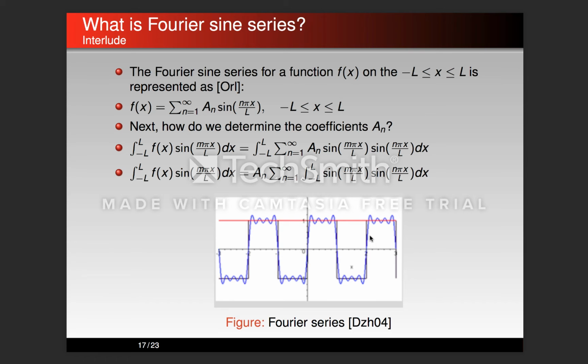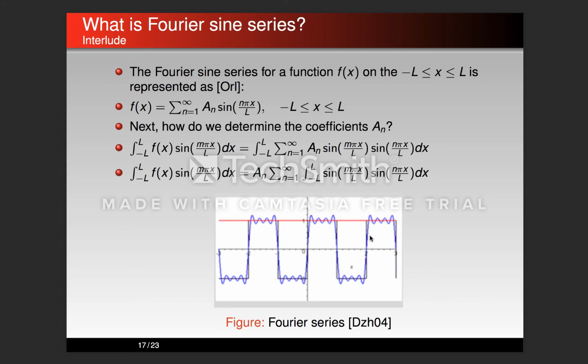So in this case, the Fourier sine series of a function f of x on the interval minus L to L is represented by f of x equals the sum of n from 1 to infinity a n sine n pi x by L, where x goes from minus L to L. Next, how do you find the coefficient a n?